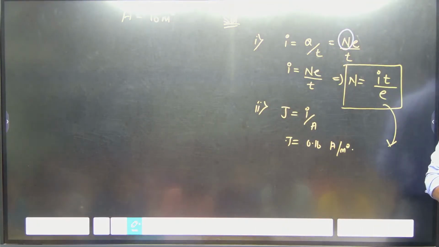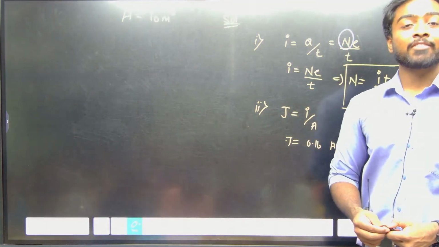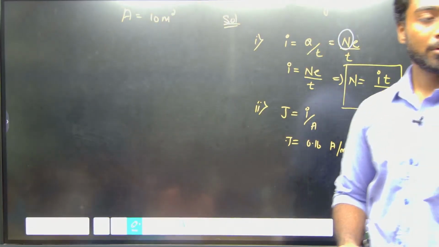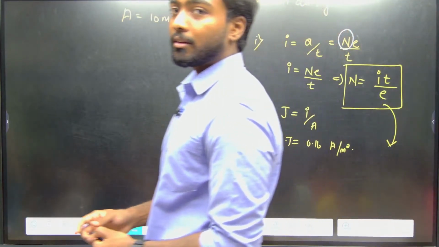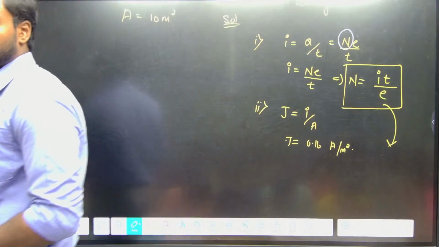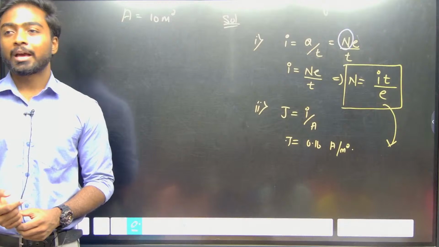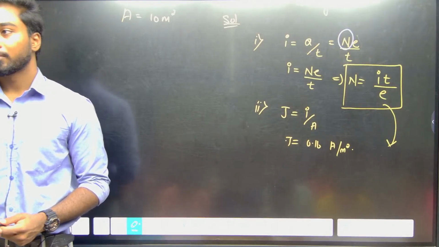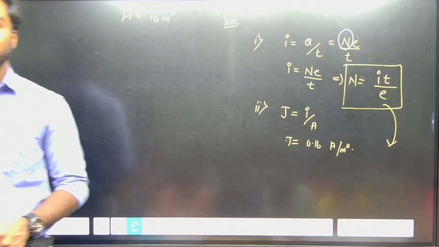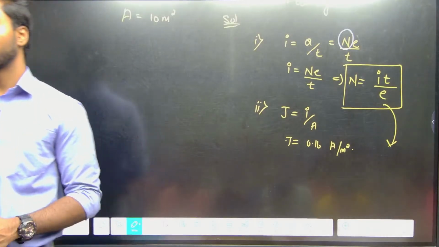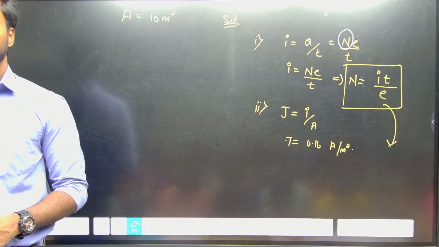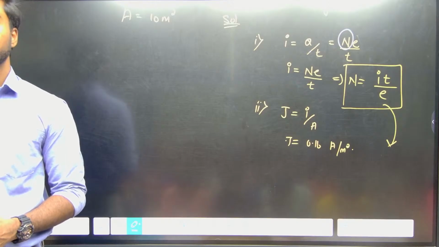Done. Second point, the average velocity is 0. But the average speed is not equal to 0.